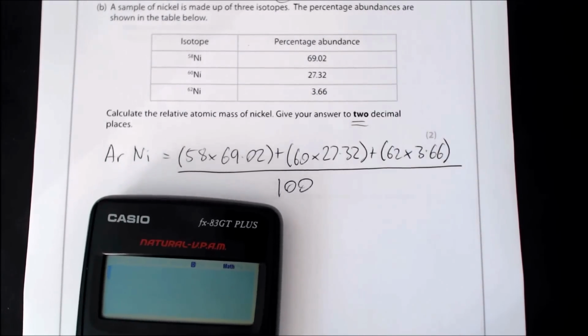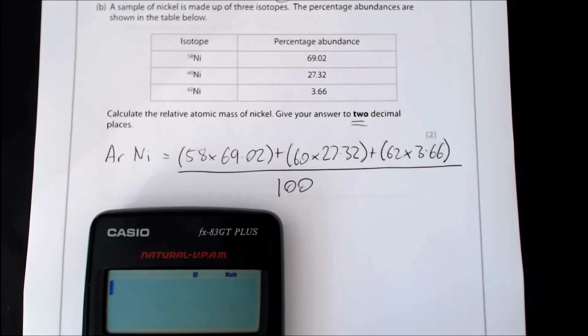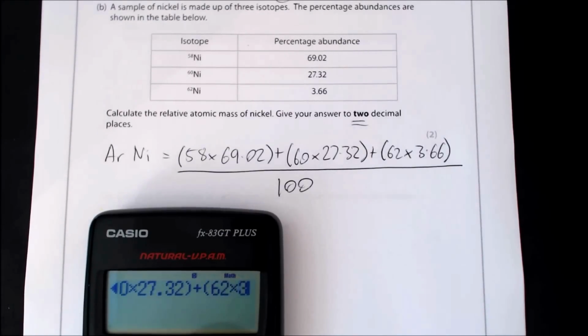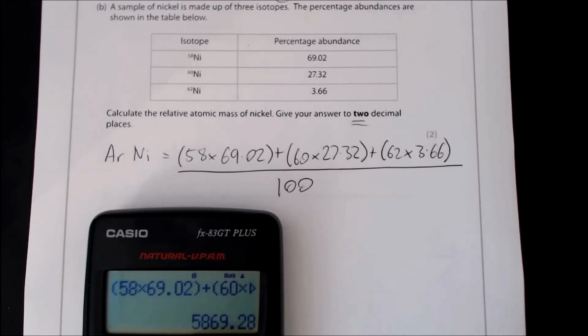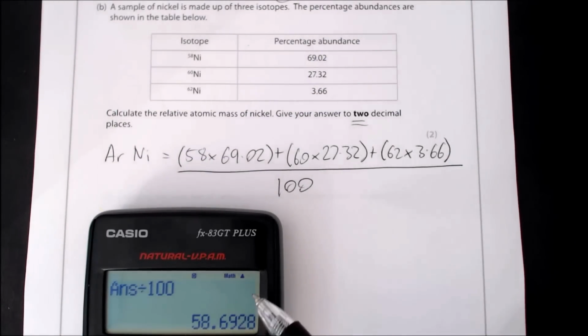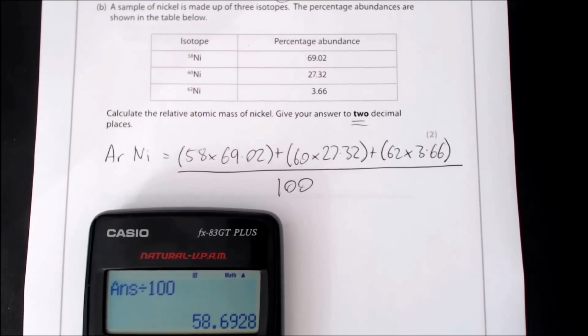Okay, so let's bring our calculator over. So we have 58 times by 69.02, add 60 times by 27.32, brackets, add 62 times by 3.66. Close the brackets. Equals. And then we need to divide that by 100. And then we should get 58.6928. Needs to be in 2 decimal places, so 58.69.